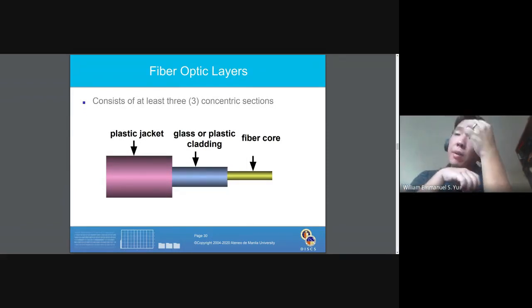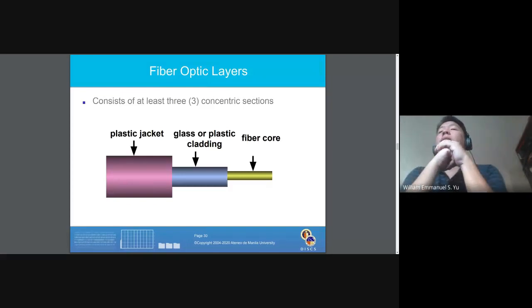Like coaxial cables, it is also concentric. You have a fiber core in the middle. You have a glass or plastic cladding. Again, it's also fiber, but a different grade of fiber, and I'll explain why in a little bit. And a plastic jacket. So that's why fiber optic cables tend to be thinner, because you don't need a certain thickness of cable just to send a certain amount of signal.